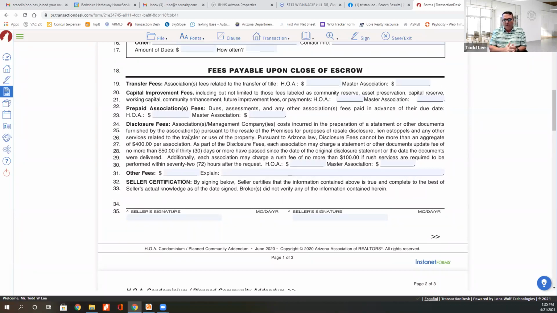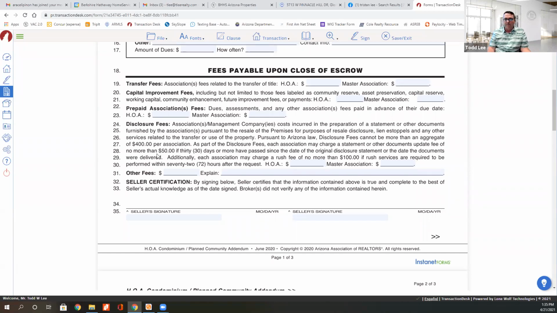Disclosure fees. The association management companies can have a disclosure fee of up to $400. They can charge a fee of up to $400, and they had to put this in here. They had to pass a law on this because these associations were charging just ridiculous amounts of money for disclosure fees. So they passed that law, and then they also put it in here that the disclosure fees are to be paid for by the seller.